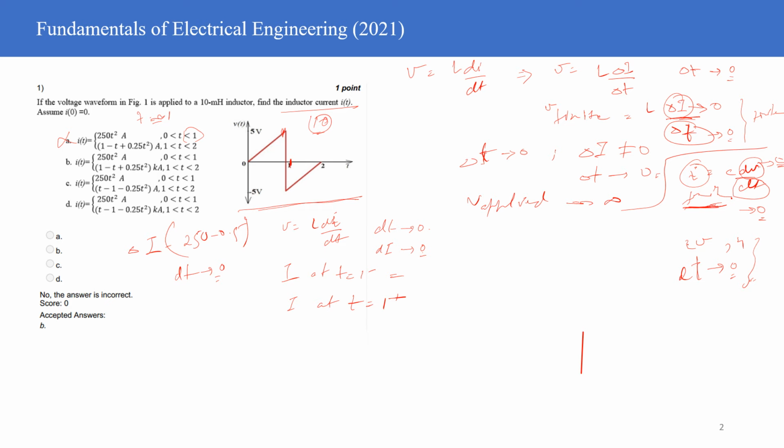Let us see option number B. In option B, in the first half you will see at t = 1 minus, the current is equal to 250 amperes. At t = 1 plus, 1 minus 1 is 0, so 0.25 kiloamperes. Now 0.25 kiloamperes is 250 amperes. So yes, this can be a possible solution because this is 250 at 1 minus, and at t = 1 plus you have again 250. So this can be a possible scenario.